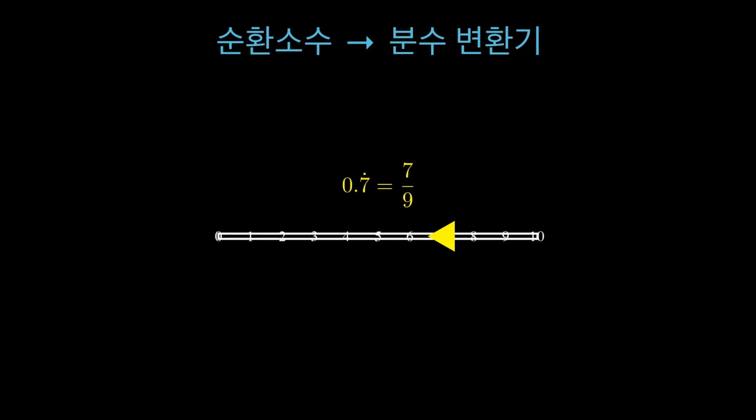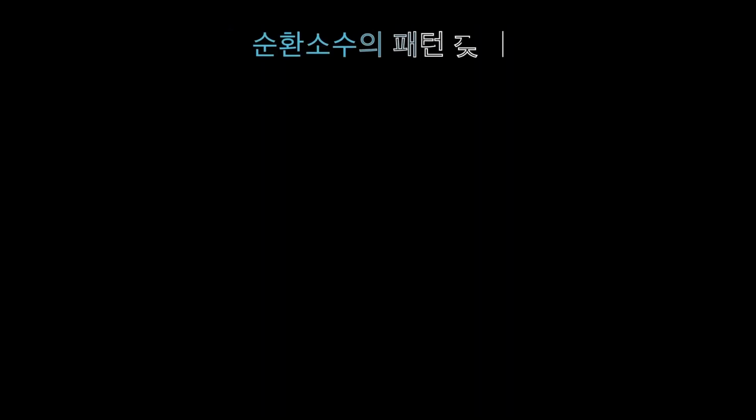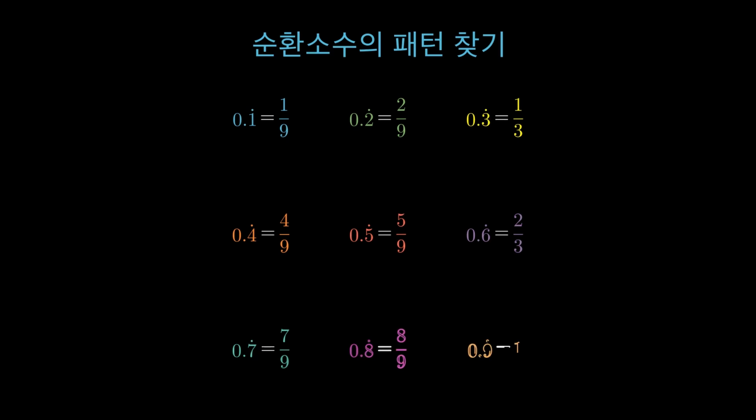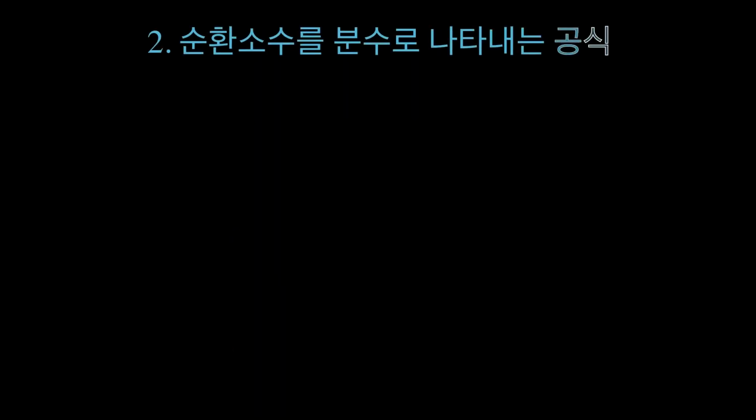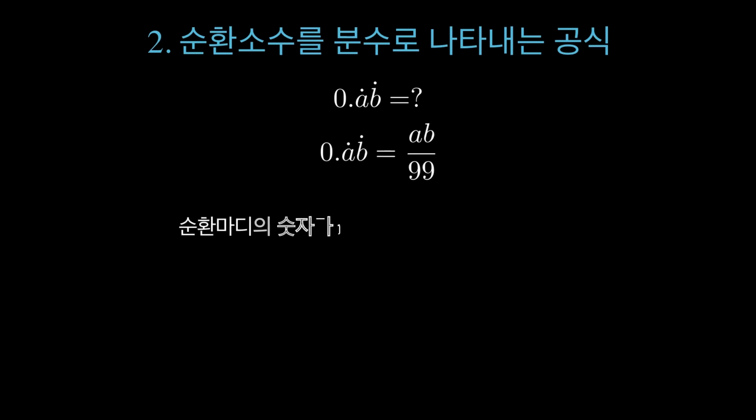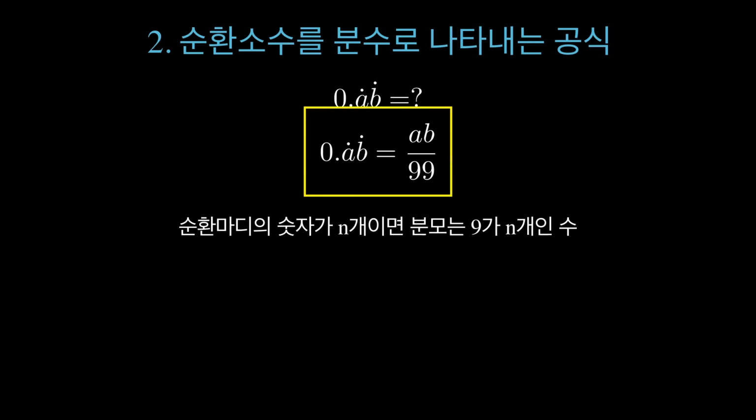When the repeating block starts right after the decimal point, you write the digit 9 in the denominator as many times as there are digits in the repeating block, and place the repeating digits directly in the numerator. Let's formalize this into a general rule. If the repeating block has n digits, the denominator consists of n 9s. For example, for 0.ab recurring, since there are two repeating digits, the denominator becomes 99, and the numerator is the entire number ab, resulting in ab over 99.